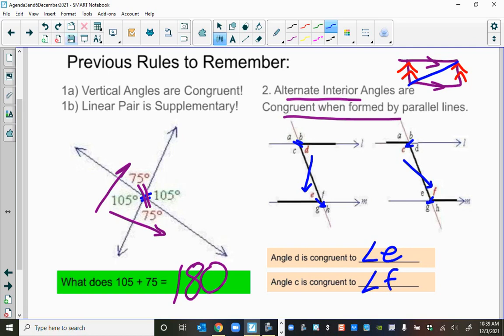All right, questions? Anybody else questions on this part?